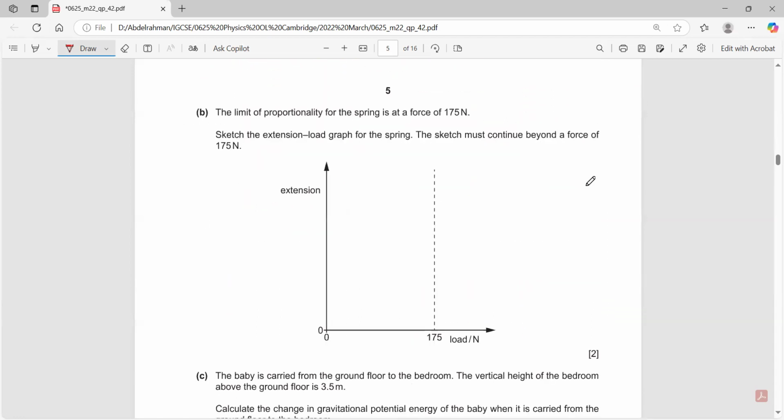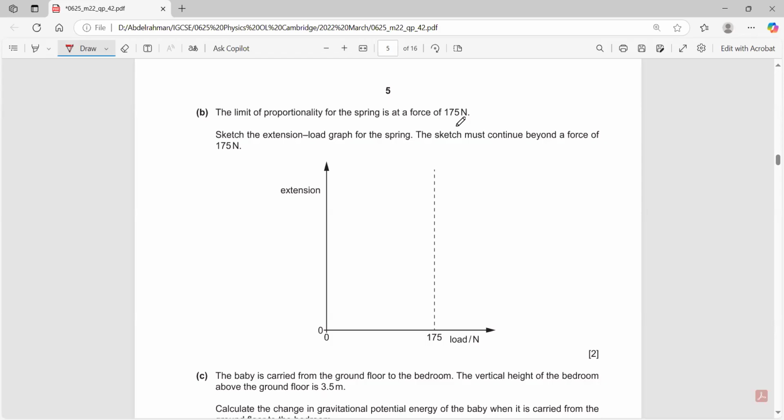Okay. The limit of proportionality for the spring is a force of 175 newtons. So this is the limit. Sketch the extension load graph for the spring. The sketch must continue beyond the force of 175 newtons.